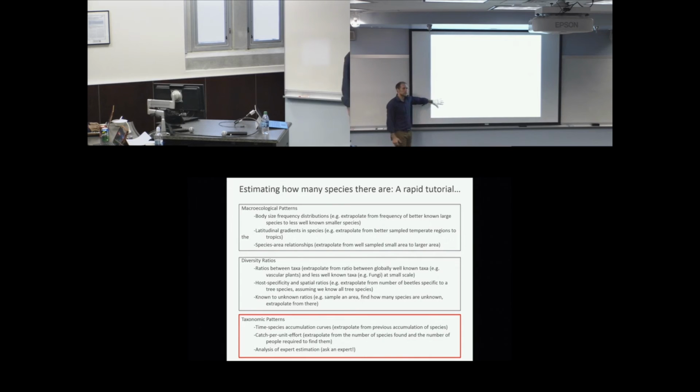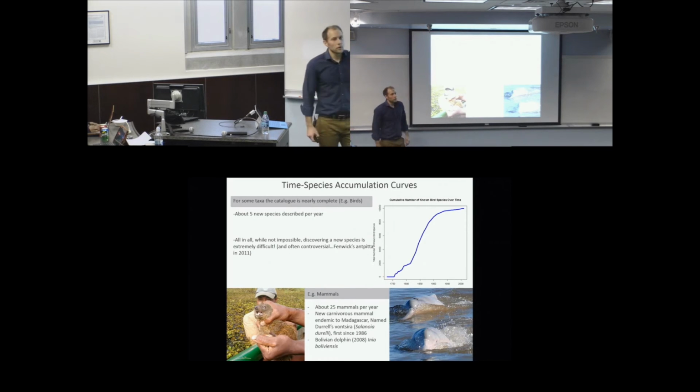And then there's this last one, and this has been getting a lot of attention over the past 5 to 10 years, which is trying to build models to extrapolate from taxonomic patterns. So time species accumulation curves, we'll look at this next. Catch per unit efforts, this is something that I've been heavily involved in. And simply just analysis of expert estimation, to go and ask taxonomists, hey, you've been doing this for a long time, how many species do you think are left?